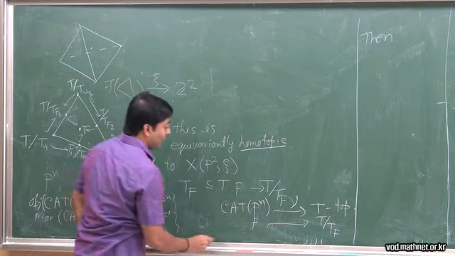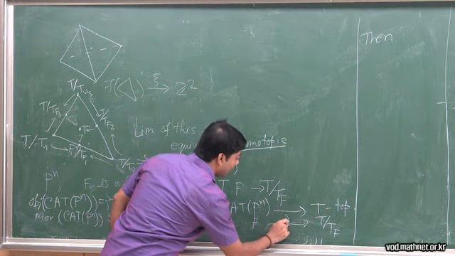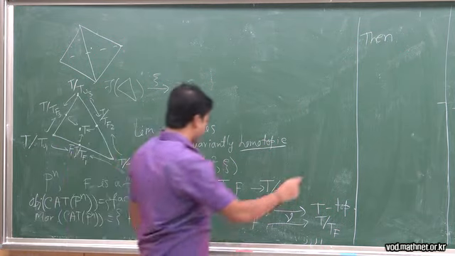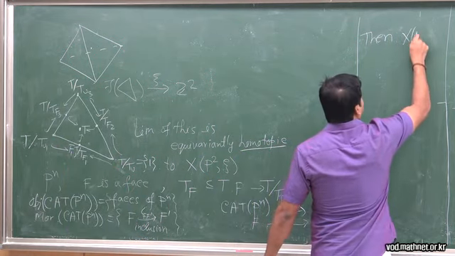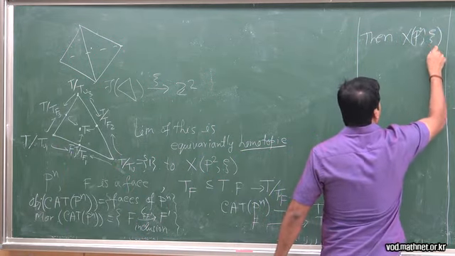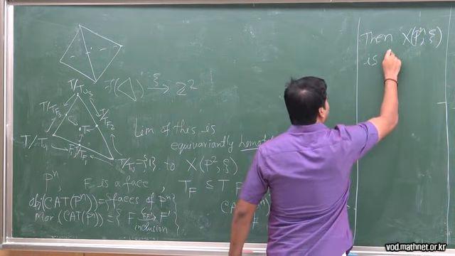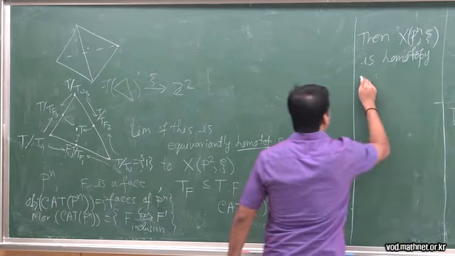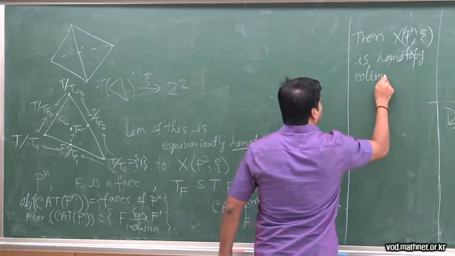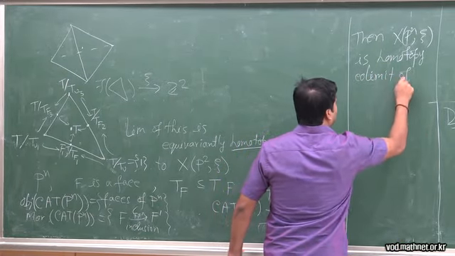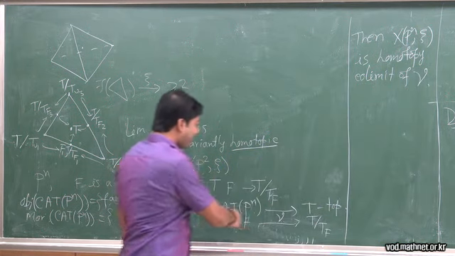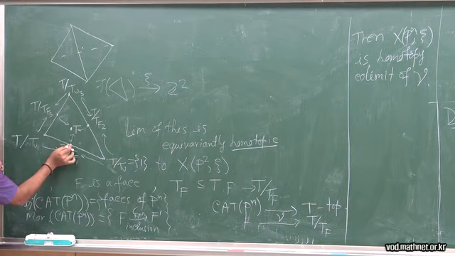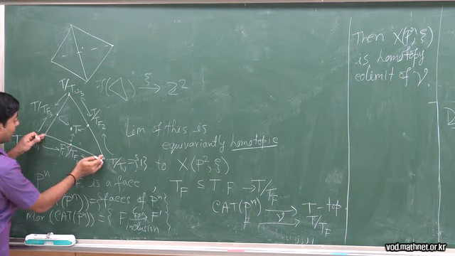Here, TF is just a torus, isn't it? Yes, we just have a torus. Then this X of Pn, I is the homotopy colimit of this nu. How does this homotopy come? Because this is at one point, but we can extend it up to this face.